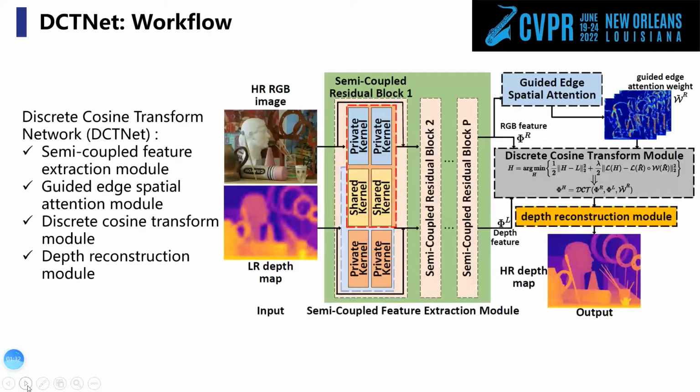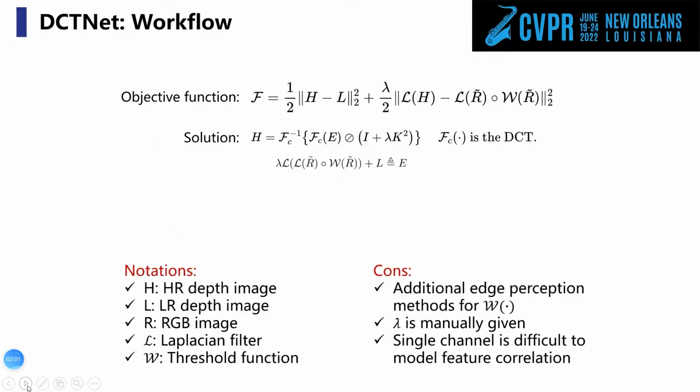In response to the above-mentioned challenges, we propose Discrete Cosine Transform Network. We can call it DCT-Net. Our DCT-Net consists of 4 components, namely Semicoupled Feature Extraction Module, Guided Edge Spatial Attention Module, Discrete Cosine Transform Module, and Depth Reconstruction Module. The LR depth map and the HR RGB image are fed into the encoder, and pass through these modules, and the final predicted HR depth map is reconstructed by the decoder. Then we give the detailed illustration of DCT-Net.